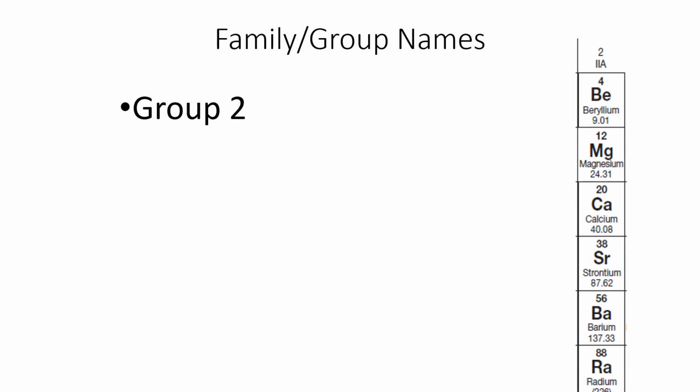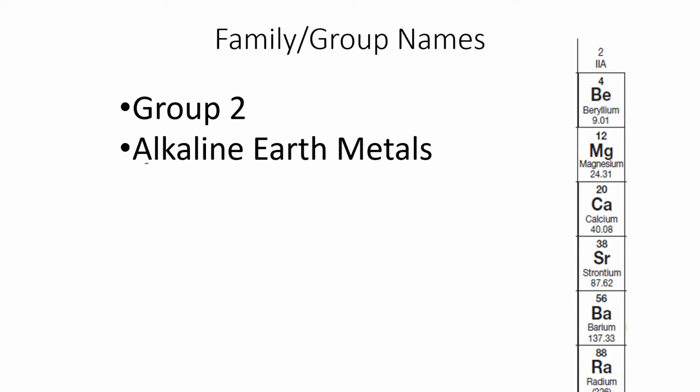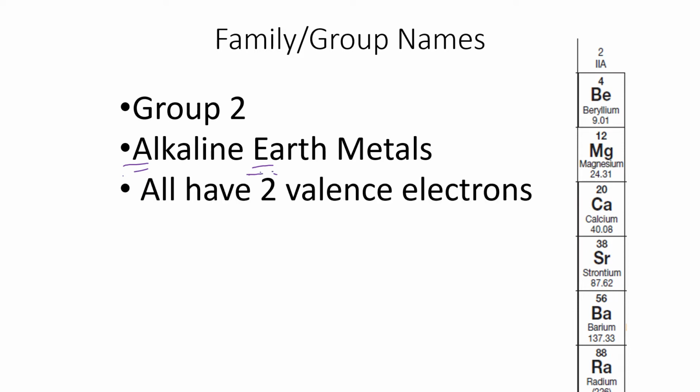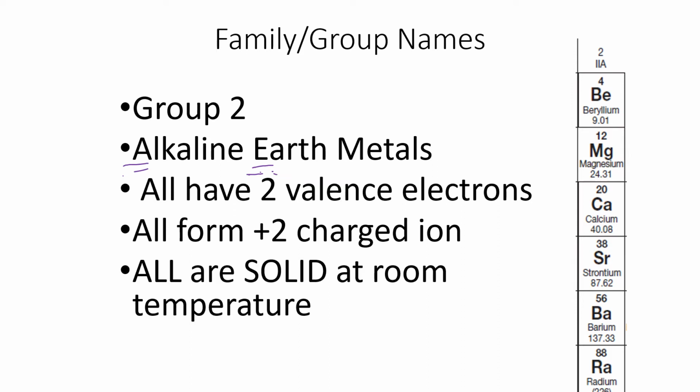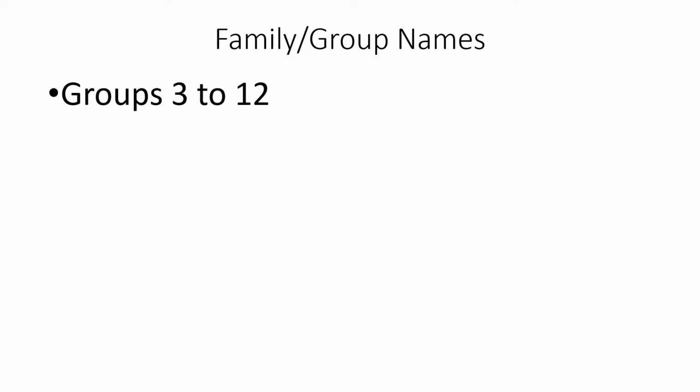So group 2 is your alkaline earth metals. It's the second group, therefore it has 2 parts to its name. Your alkaline earth metals all have 2 valence electrons. Remember, that last number of the group number tells me the number of valence electrons. Since it only has 2 valence electrons, it always forms a +2 charge. It's going to lose those outer 2 electrons to drop down an energy level to help become stable. All of the elements in group 2 tend to be solid at room temperature.